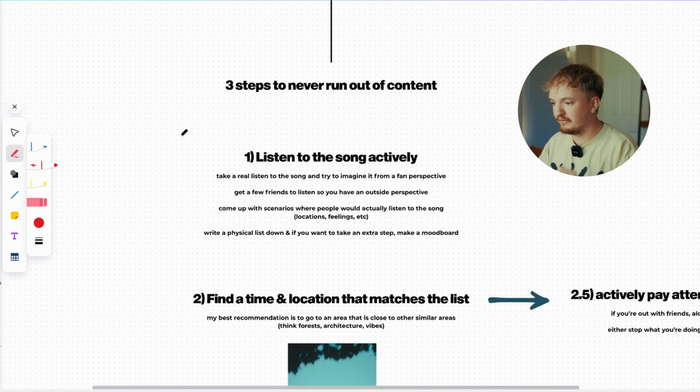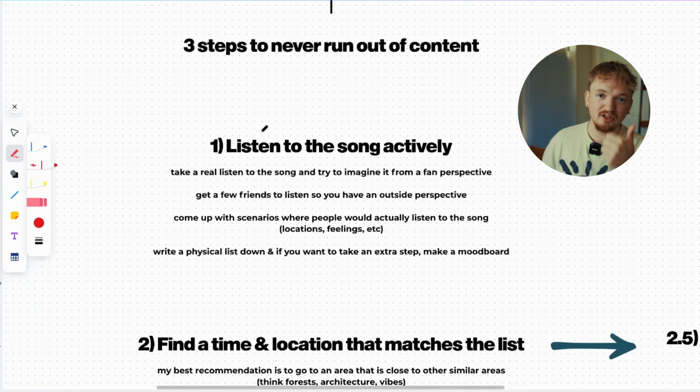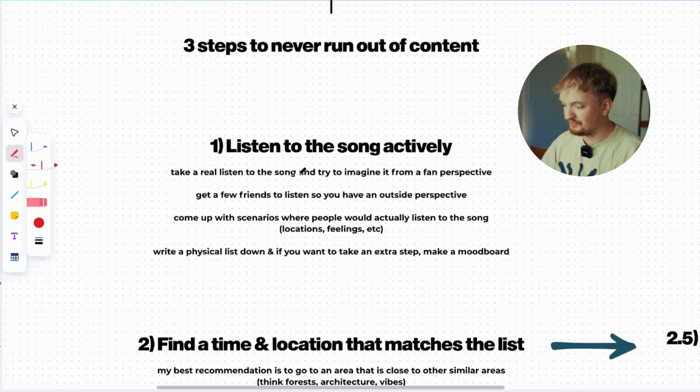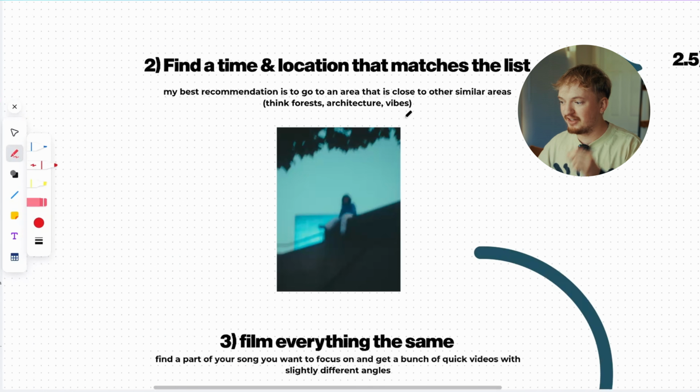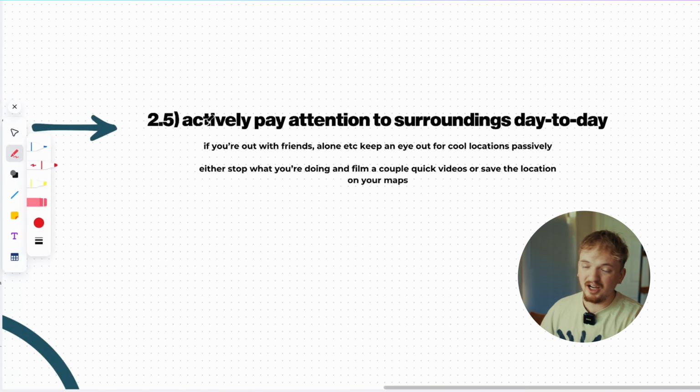The 3 steps to never run out of content are: 1, to listen to your song actively, make sure you fully understand it in depth from an outside perspective, meaning what the emotion is behind the song, what the message is, and even where somebody might listen to it at. Then you're gonna find a time and location that matches the listener, and you're gonna stay observant of those types of locations and timing just in case it's ever convenient to get some extra content.